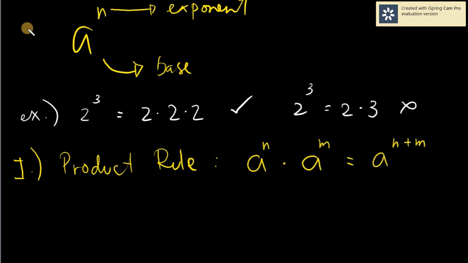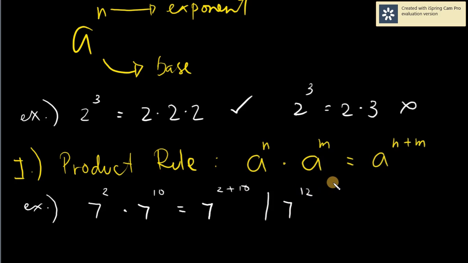Very basic lang. For example, say we have 7 raised to 2 times 7 raised to 10. What should be the answer here? You just simply need to copy the base and add the exponent, 2 plus 10. And it will ultimately give you 7 raised to 12. So that's it. Just add the exponent.